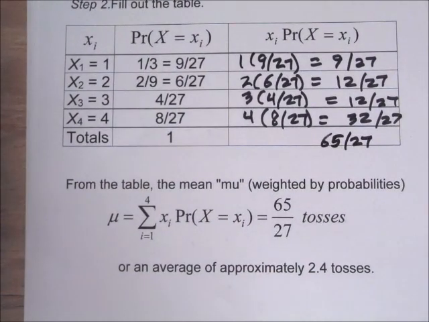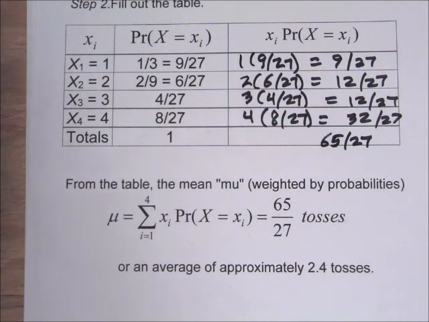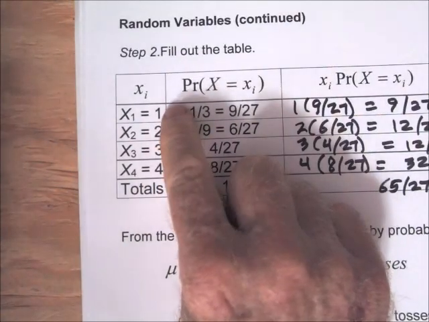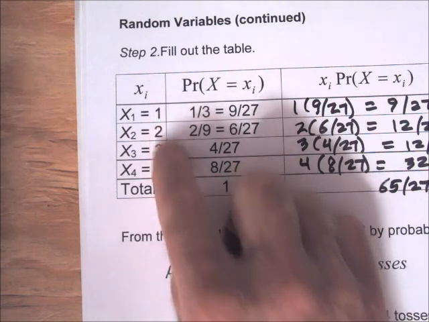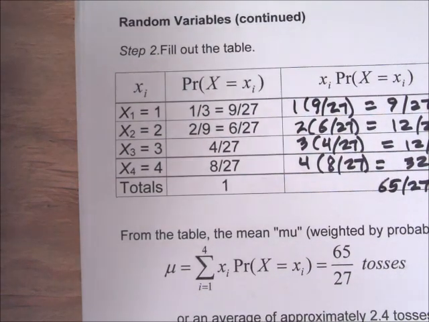So the mean, and again it's a weighted mean, also called the expected value, is 65 over 27, or approximately 2.4 tosses. So on the average, we would expect 2.4 tosses. And we're not going to get exactly 2.4 tosses. We're going to get either 1, 2, 3, or 4 tosses. But the number of tosses is going to be a whole number. But on the average, it will come out to be 2.4 tosses. And that concludes this presentation.